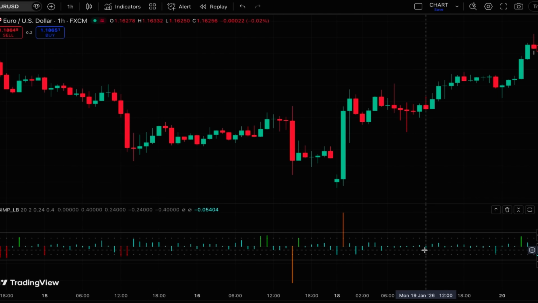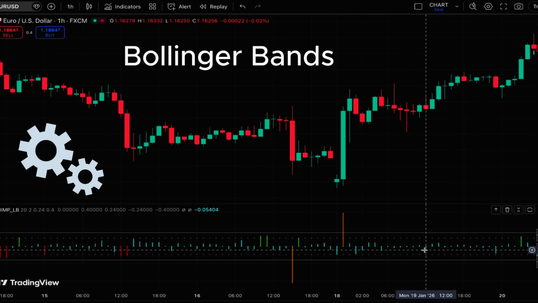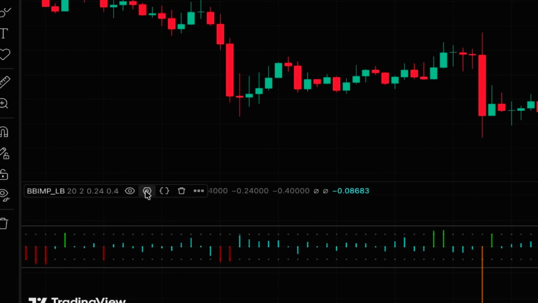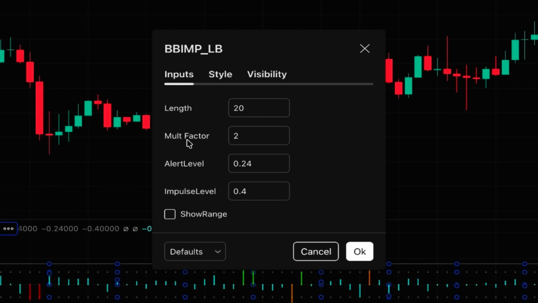As you can see, this indicator is built based on Bollinger Bands and it is created by John Bollinger, who's the one created the Bollinger Bands. If we go to the settings of the indicator, you can see that we have settings for length and multiplier similar to Bollinger Bands, and similarly by default the length is set at 20 and the multiplier is set at 2. We don't change this because this is optimized for most of trading strategies, but here we have another two settings which are alert level, which is set at 0.24, and impulse level, which is set at 0.4.